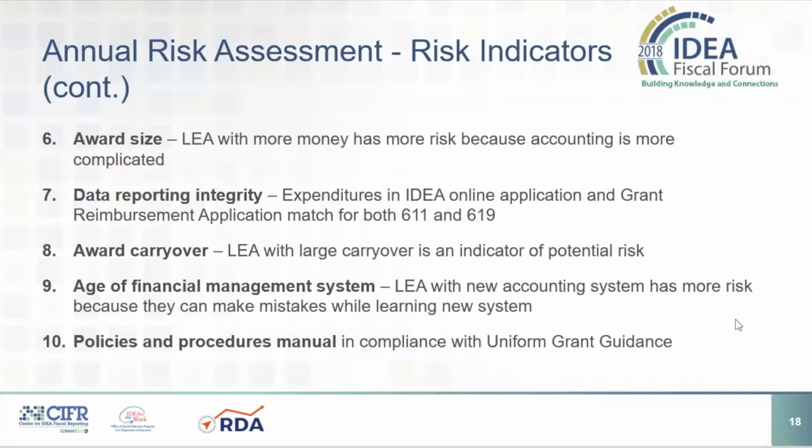So if they have a new financial or accounting system, trying to learn the system, there is a possibility of making mistakes, because when the system is new, you're still trying to learn all the tricks. And then the last risk indicator was the implementation of policies and procedures at the LEA level.